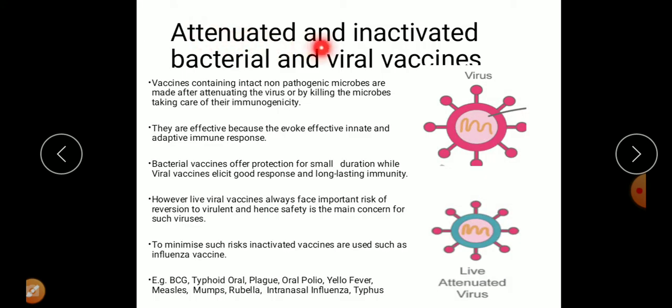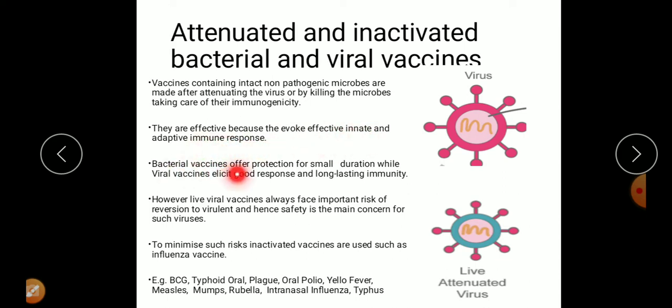So attenuated or inactivated bacterial vaccines, where vaccines contain intact non-pathogenic microbes, are made after attenuating the virus or killing the microbe. A virus which is attenuated means its infection is minimized and it is not an infective virus. So they are effective because they are not infective, but when they enter the human body they evoke an effective innate and adaptive immune response.